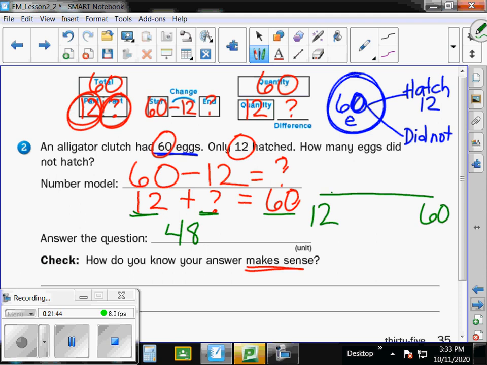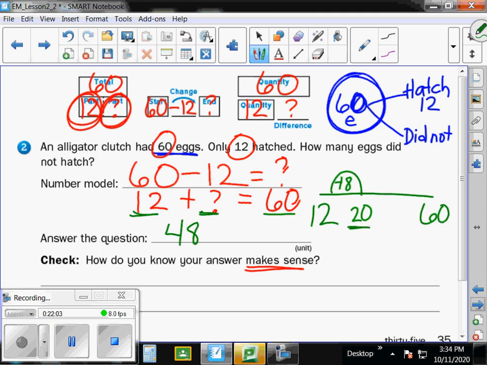Well, let's first jump to an easy number. Always jump to a 10. 2 plus 8 equals 10, so 12 plus 8 equals 20. Again, going back a couple lessons ago, we talked about knowing combinations of 10. Knowing that 2 plus 8 is 10 is going to help you with this.